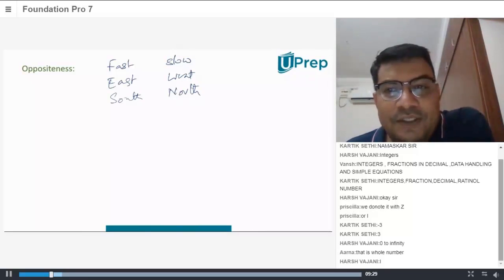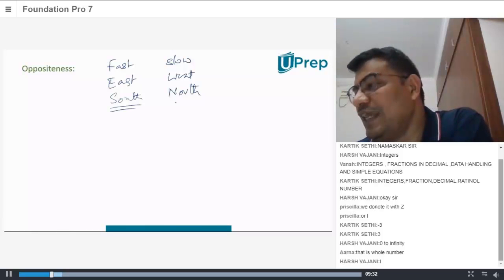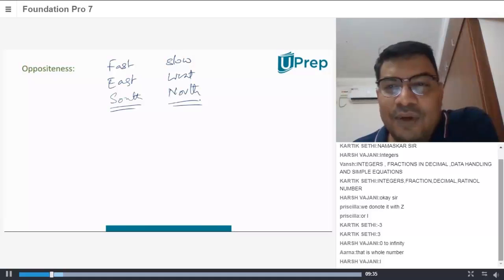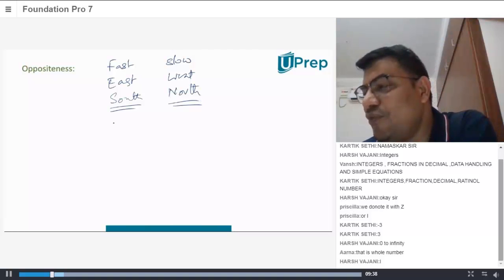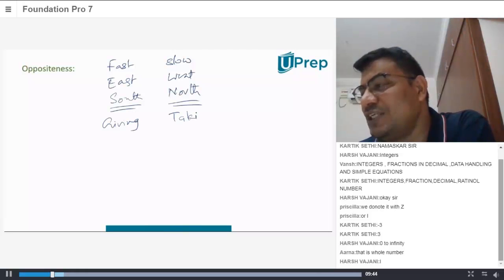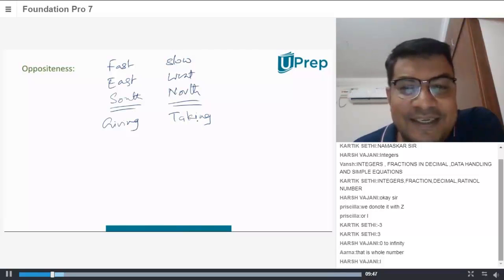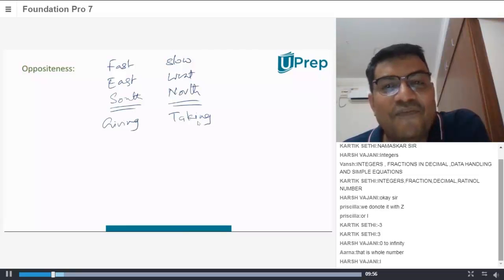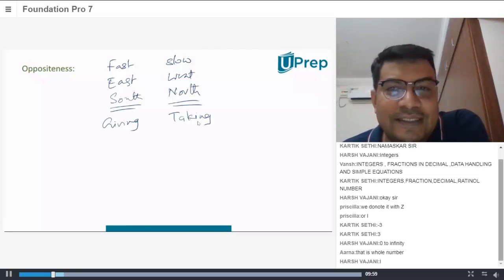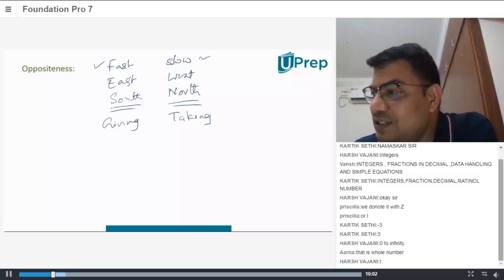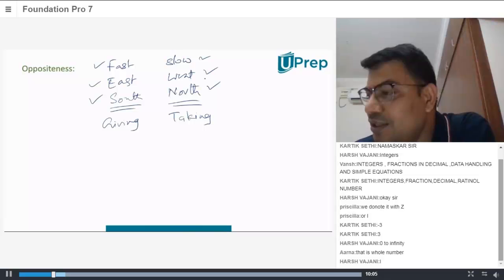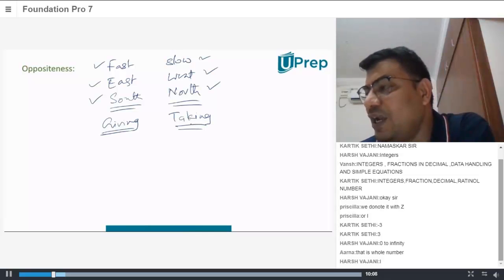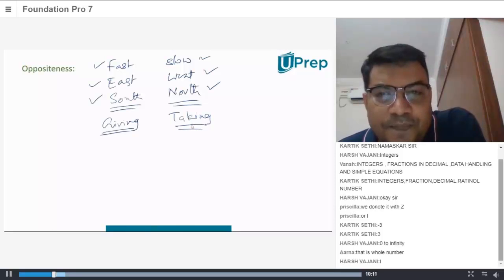So can I also say that giving you 5 chocolates and taking away 5 chocolates from you, are they opposite? Yes. Giving 5 chocolates versus taking 5 chocolates, are they opposite to each other? Yes, sir. Very good. So that is your oppositeness. You understand what is fast and slow, east and west, south and north. Therefore, you have giving away and taking away. So these are opposite to each other.